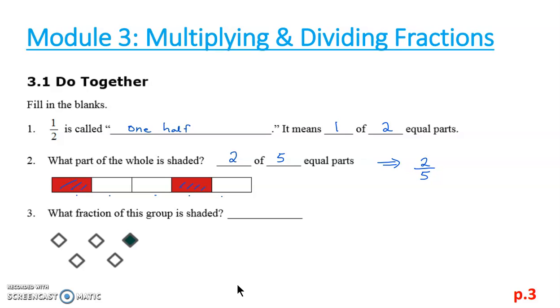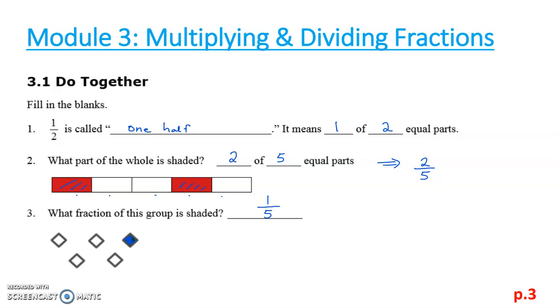For number 3, what fraction of this group is shaded? We need to know the numerator, which is the part that is shaded, and the denominator, which is the total number of pieces. We have 1 part that is shaded, and we have 5 total pieces. So this fraction is expressed as 1/5.